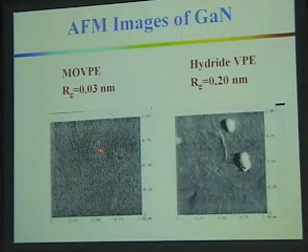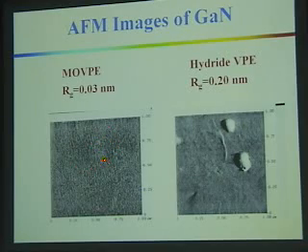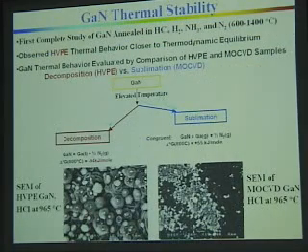Here are some AFM images. Very smooth surface if we used a cap, rough surface if we did not. And here's the thermal stability studies. We're taking the gallium nitride to 965 degrees C in an HCl environment, a very attacking environment.